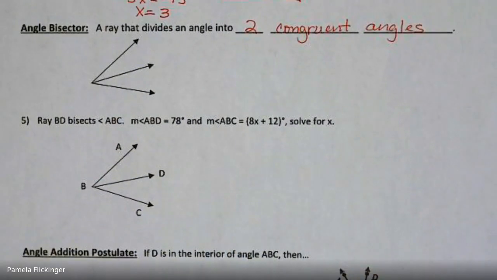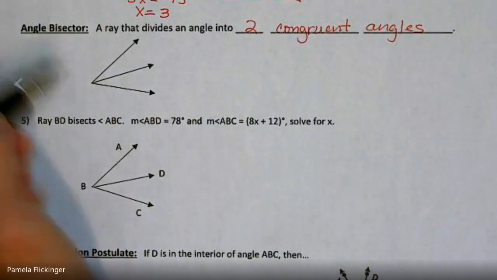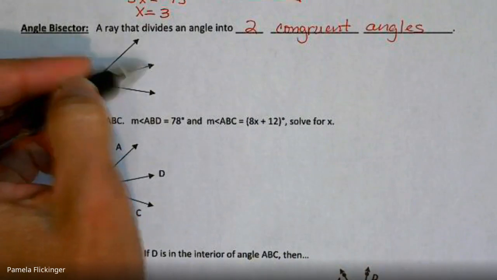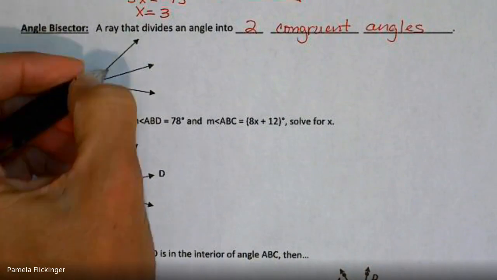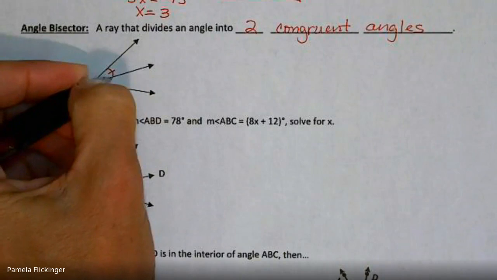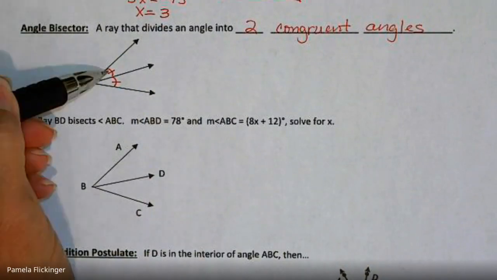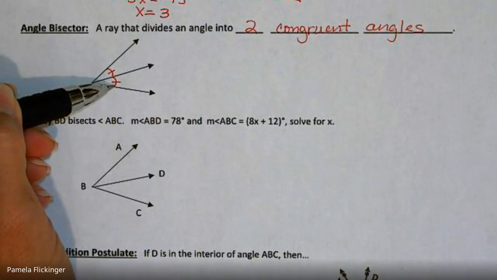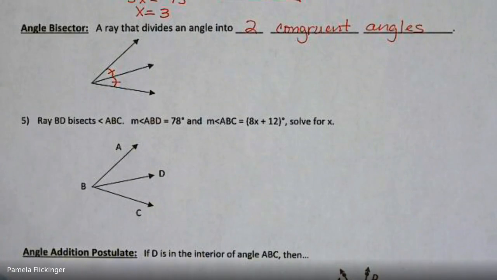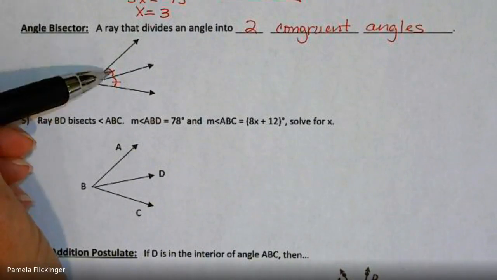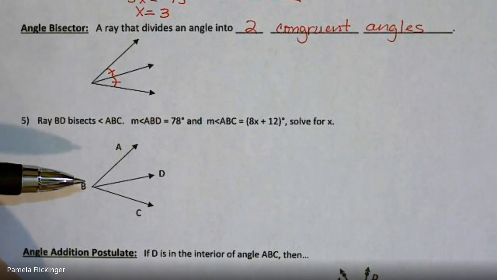All right. On a picture, to show that this ray is actually bisecting the larger angle, besides being told, it could also just be labeled as such. And the way you label it is you put arcs. I also like to do the little tick mark, just makes it stand out a little better to show that the two smaller angles are indeed congruent.